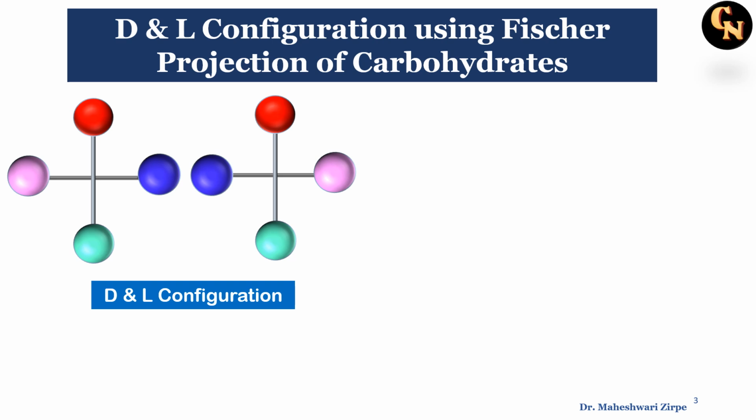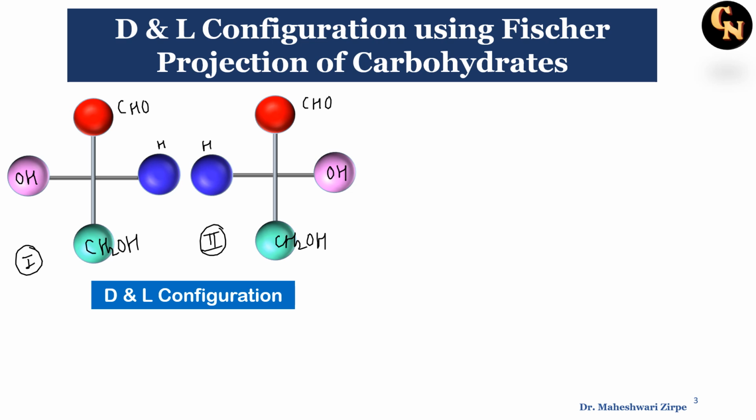Let us understand that. Suppose here your pink ball indicates the OH group. Let us say that the pink ball is indicating the OH group. I'll write it here, OH. And this one is H. Then this may be the CHO group, and this green ball indicates CH2OH. So this is your glyceraldehyde structure. This is structure 1 and this is structure 2.